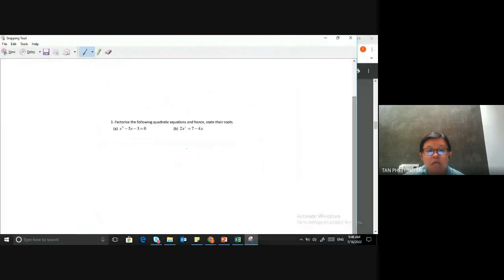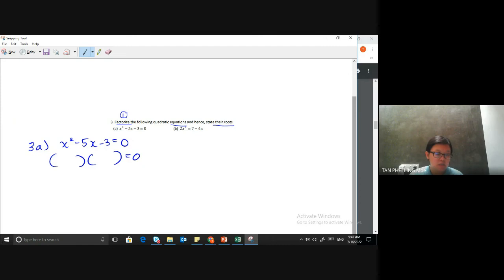They ask you to factorize the equation and hence state their roots. So this one already very clearly you can use method 1 because they ask you to factorize. Same thing, 3a. You have x squared minus 5x minus 3, so we can have two brackets. Remember that. Now when you press your calculator, everyone, equation degree is 2.